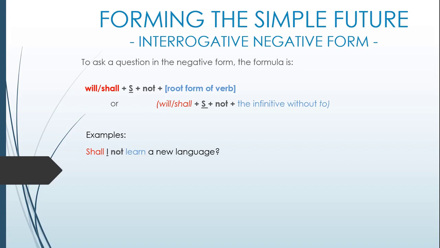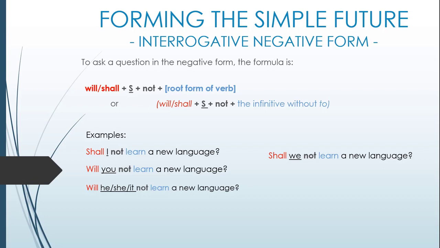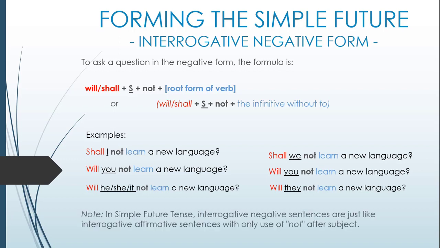Examples. Shall I not learn a new language? Will you not learn a new language? Will he, she, it not learn a new language? Shall we not learn a new language? Will you not learn a new language? Will they not learn a new language? In simple future tense, interrogative negative sentences are just like interrogative affirmative sentences, with only use of not after subject.